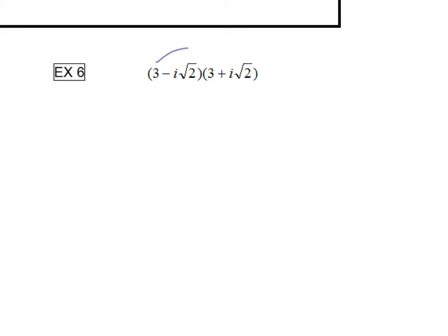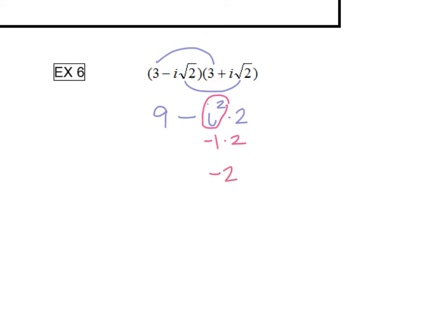The shortcut is to multiply the first terms, 3 times 3 is 9, and multiply the last terms. It's a negative times a positive, so it will be minus. i times i is i squared, times square root of 2 times square root of 2 is 2. So let's simplify this portion over here. We have an i squared, which is a negative 1, times 2, which really is negative 2.